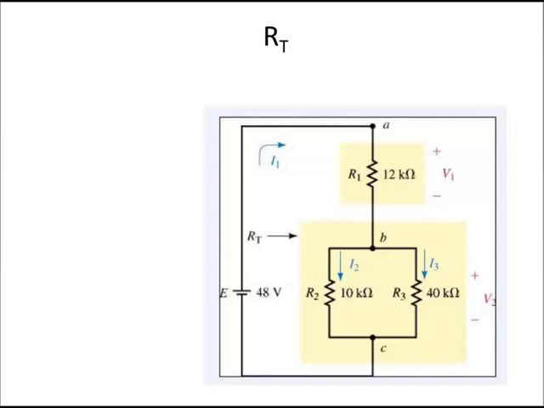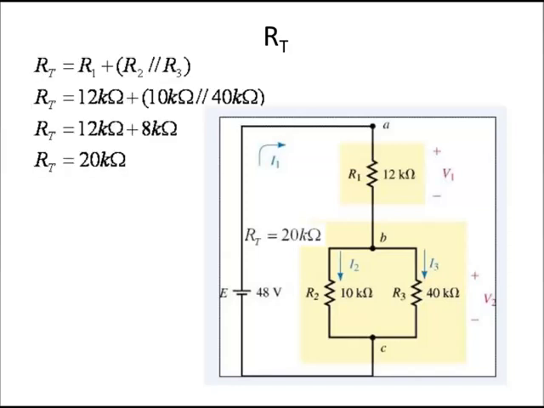So what I'd like you to do now is write out the general equation for RT, and then see if you can solve this circuit for the total resistance. Give that a try now. Here's the type of calculations you should have come up with. You should have written out the general equation for RT, which is equal to R1 plus the parallel combination of R2 and R3, plugged in the values, solved the equation, and come up with RT equal to 20 kilo ohms.